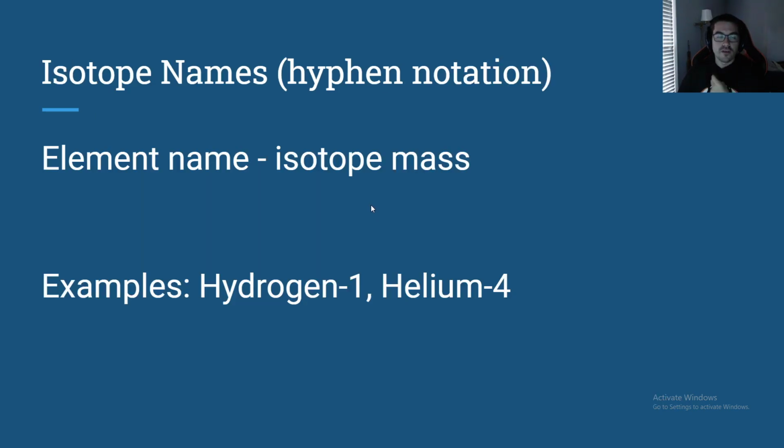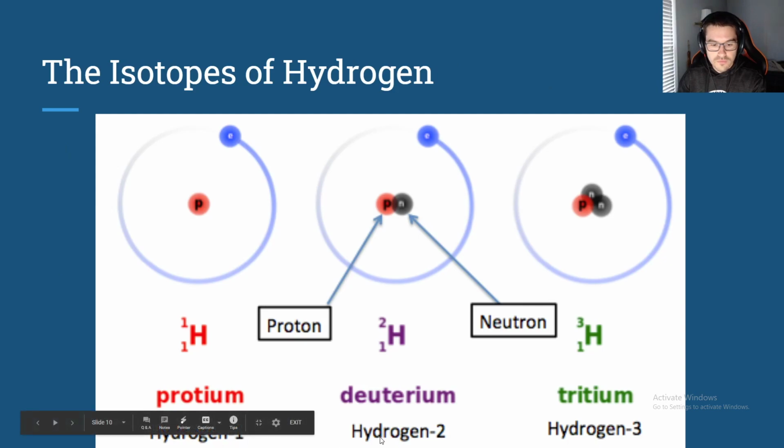Okay, I got 2 final slides and then I'll be letting you guys go. Isotope names, so the names of different isotopes are really, really easy, okay? All you need to do is list the name of the element and then a dash or a hyphen and then its mass number, or how much it weighs, its mass, right? So some examples: hydrogen-1, helium-4, right? So these down here, the names in black, those are the isotope names.